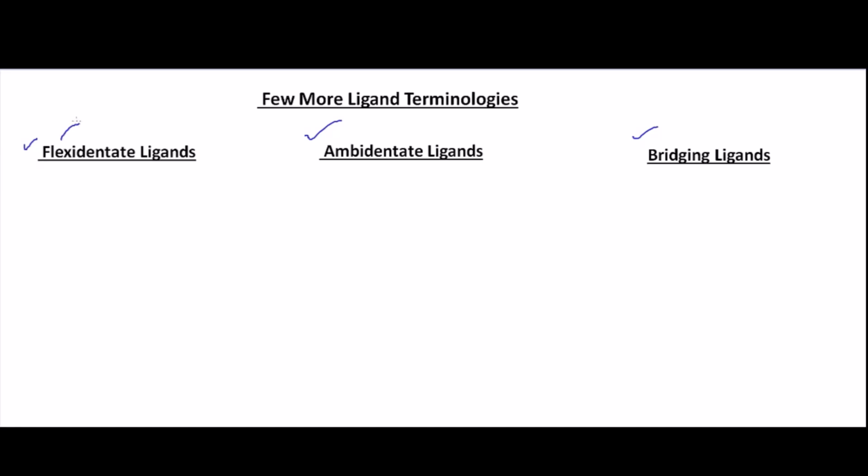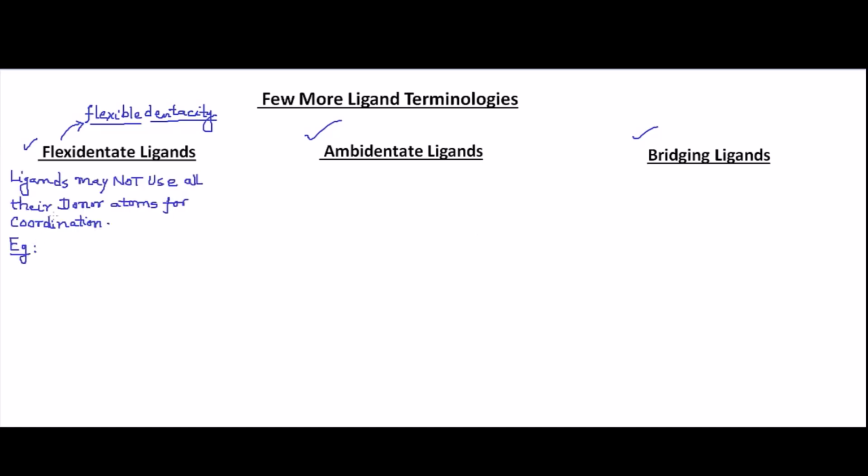The term flexidentate means the denticity is flexible. What is the meaning of flexible denticity? Denticity, as you know, is the number of donor atoms of the ligand. That means whatever is the number of donor atoms for a particular ligand, that number is flexible. As the denticity is flexible, ligands may not use all their donor atoms. They can use some of their donor atoms and the other donor atoms are left as such.